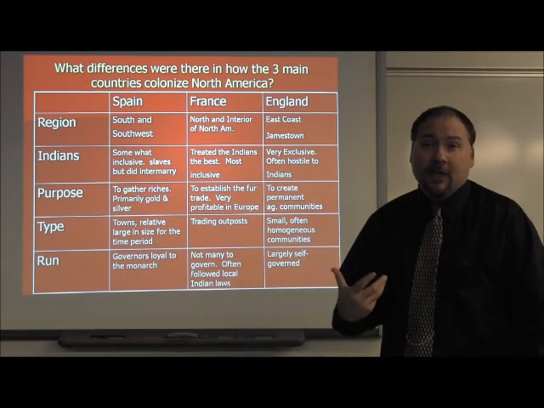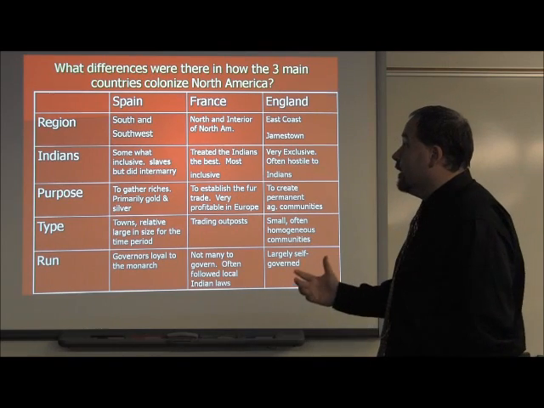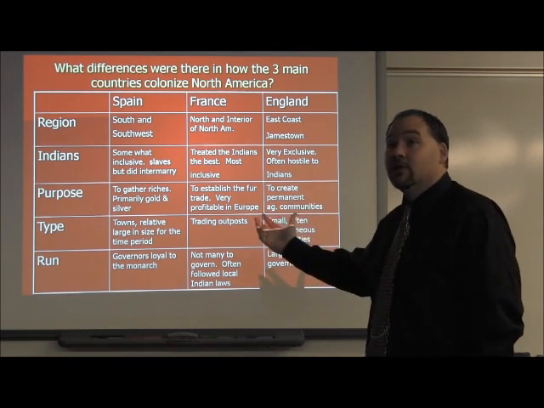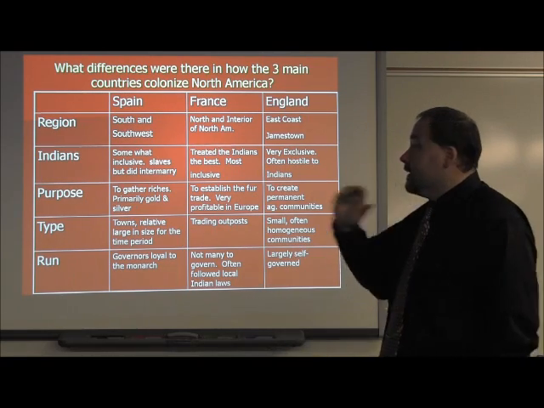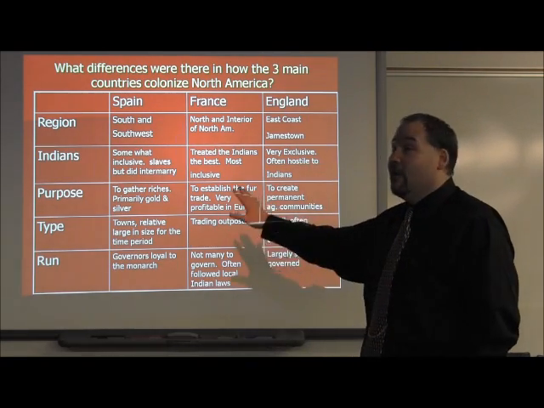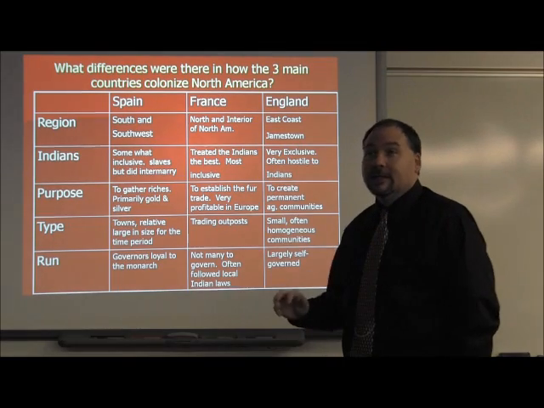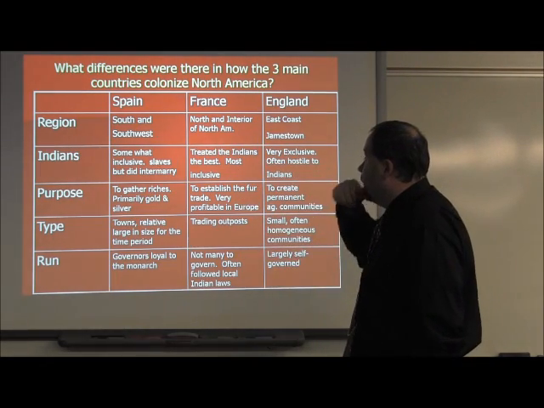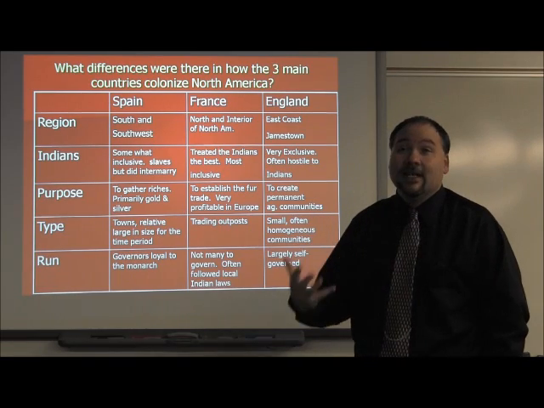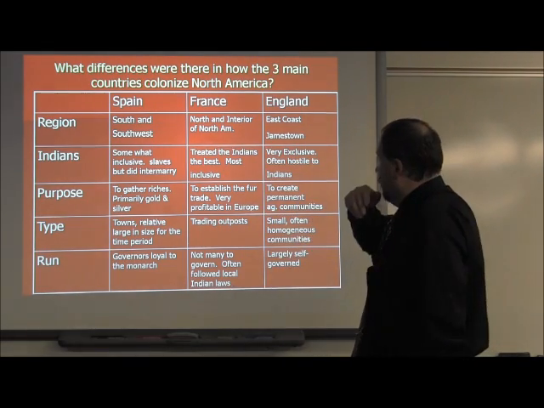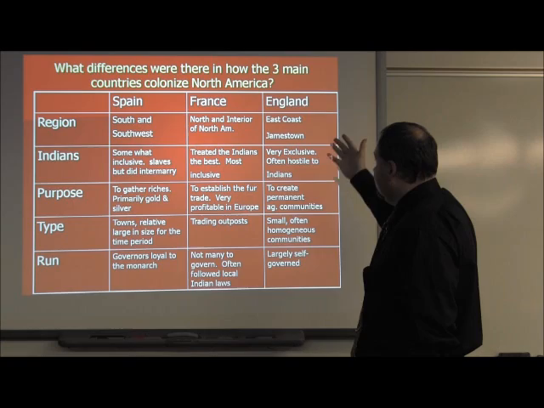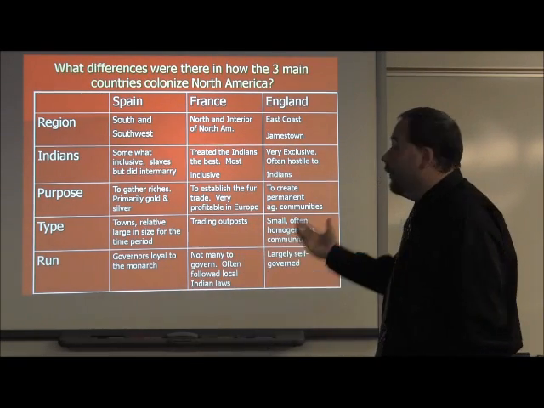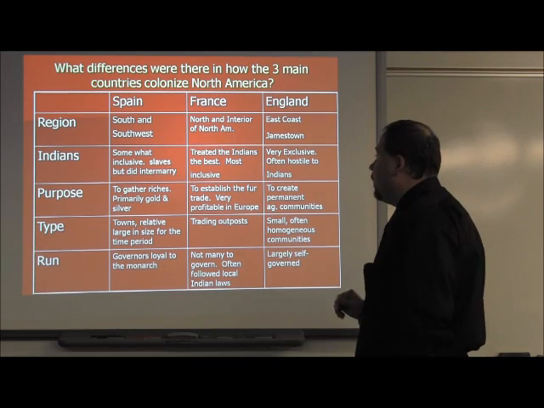And again, that's one of the things we're going to want you to know: how is a Spanish colony different than a French or English, and so forth. It takes you through, first of all, they're going to settle in different places. The Spanish ones are in the south, southwest. The French ones are in the north and more in the interior of North America along rivers like the Mississippi. And then the English ones are going to be along the coast, the first permanent English one being Jamestown.